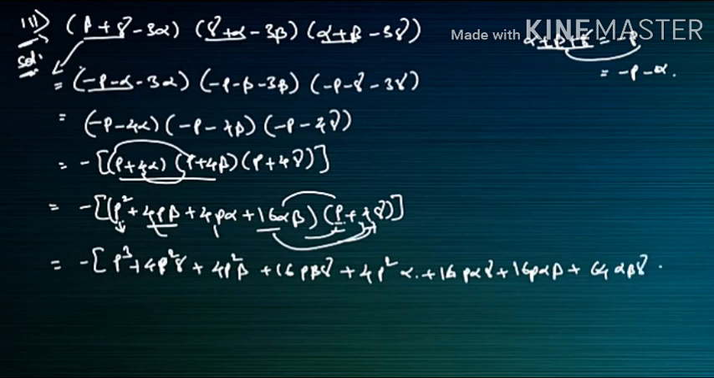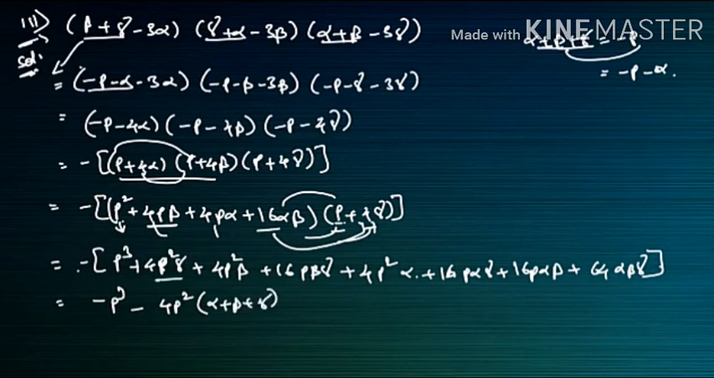Now I will multiply the minus with all terms, so it becomes minus p cube, and minus 4p square common, so it will become 4p square into (alpha plus beta plus gamma).